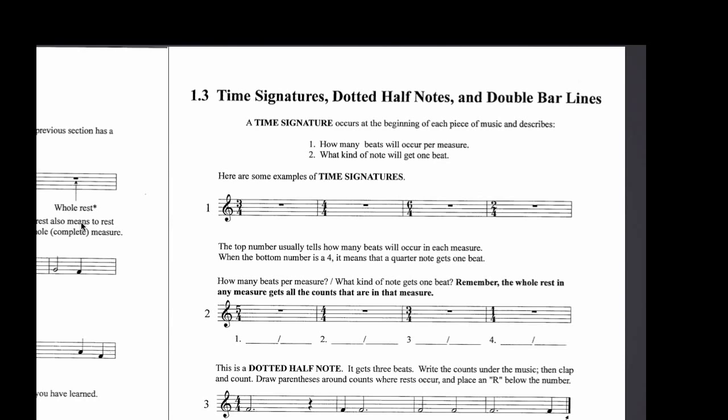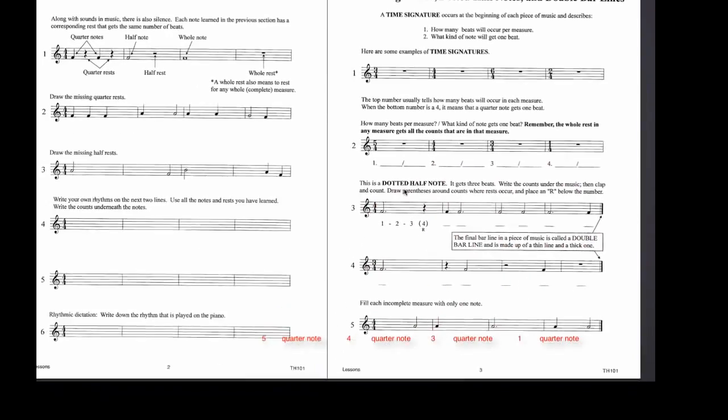But a whole rest also means to rest for any whole complete measure. So if there are 5 beats in a measure and there's a whole rest, that means that whole rest lasts for 5 beats. This whole rest lasts for 4 beats. This whole rest lasts for 3. And this whole rest lasts for only 1 beat. So they could have used a quarter rest and it would mean the same thing. 1 beat.